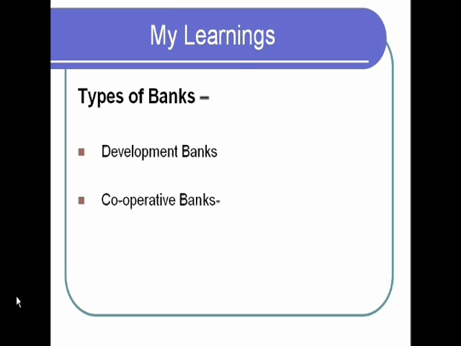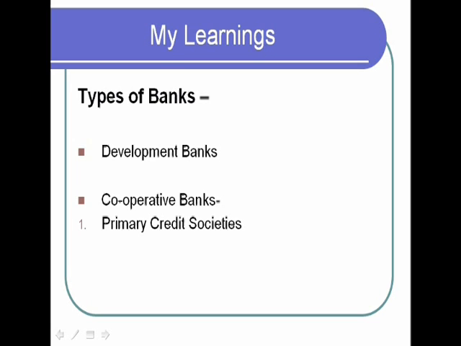Cooperative banks. Cooperative banks are the banks whose main objective is to provide financial assistance to economically weaker sections of the society. These banks are registered under Cooperative Societies Act. Example of cooperative banks are Cosmos Cooperative Bank, the New India Cooperative Bank, Saraswat Cooperative Bank, etc. There are three types of cooperative banks.